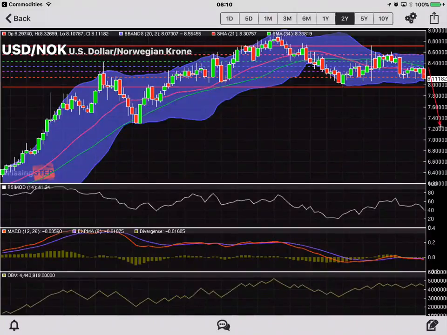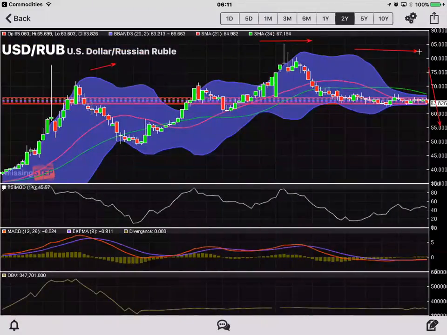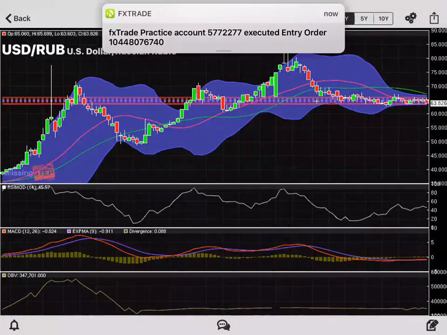They left their interest rates the same. Norway, possible shoulder, head, shoulder here. Russia, I mentioned before, something's going to have to give here. You have a long sideways.